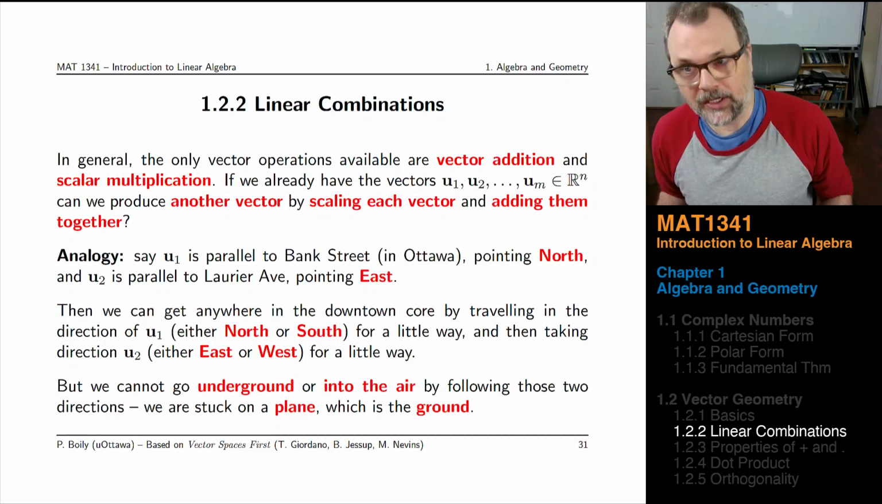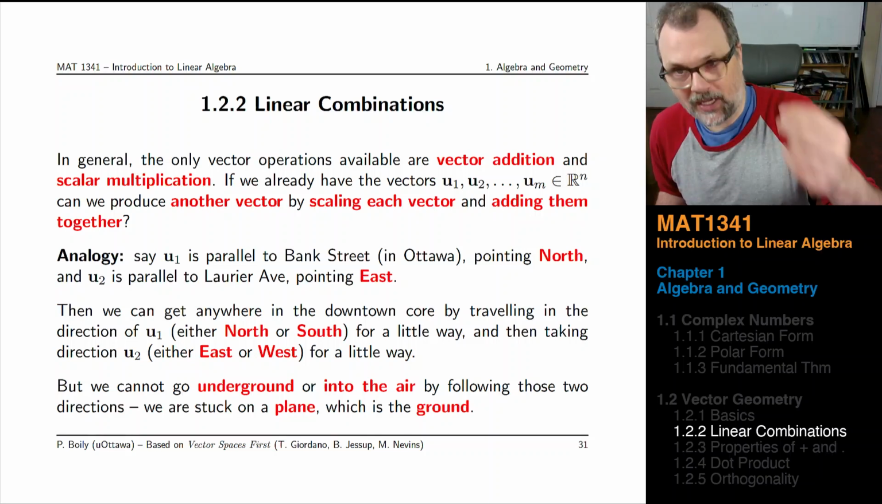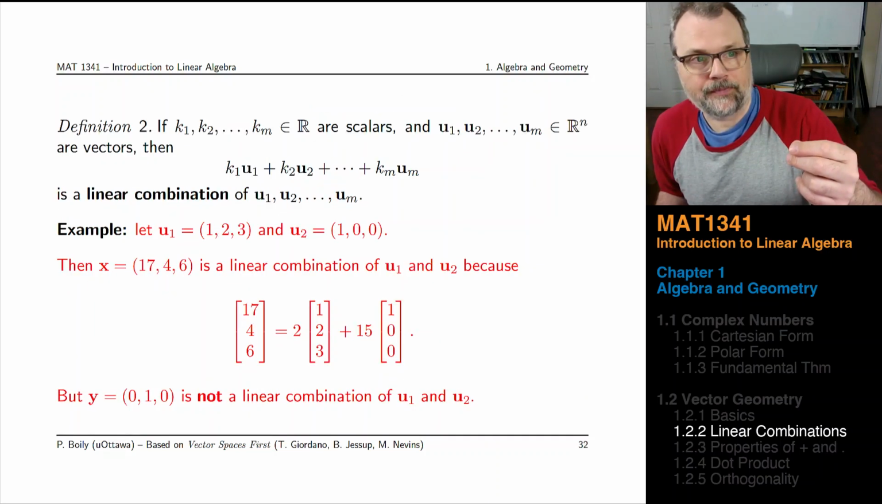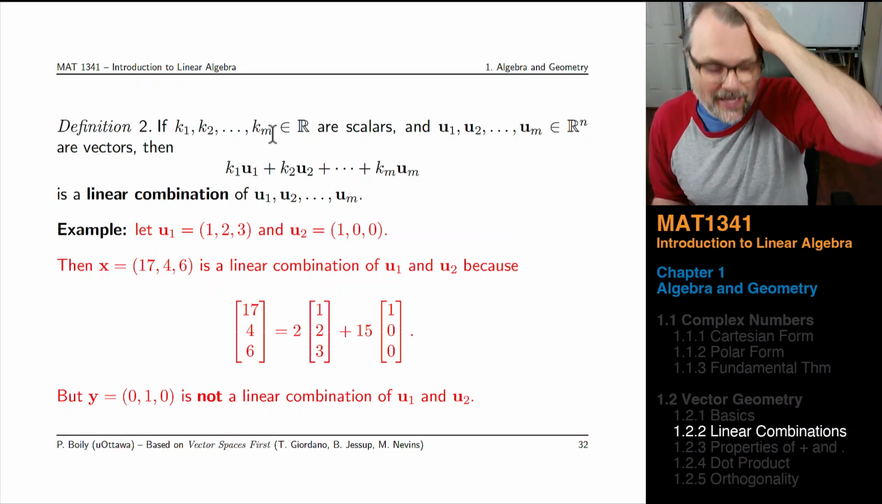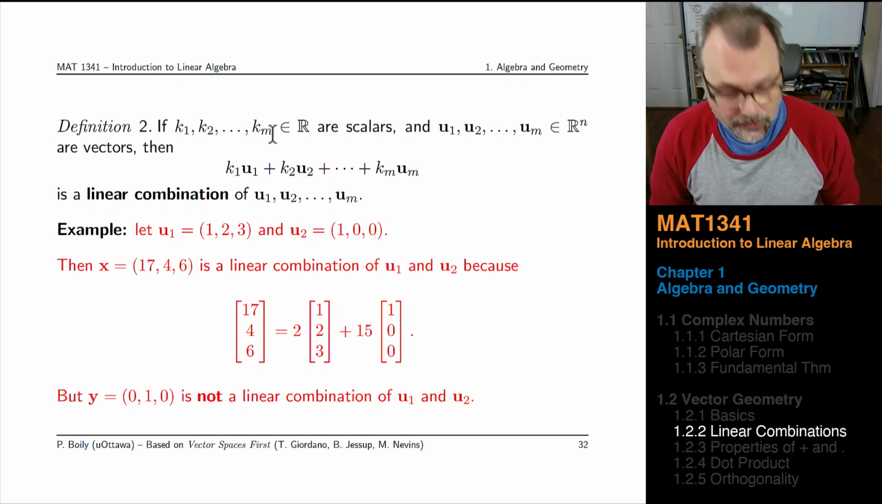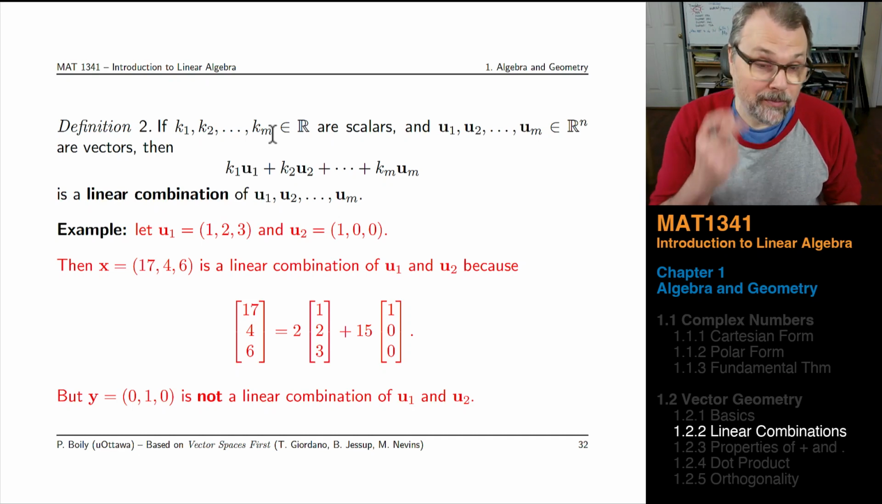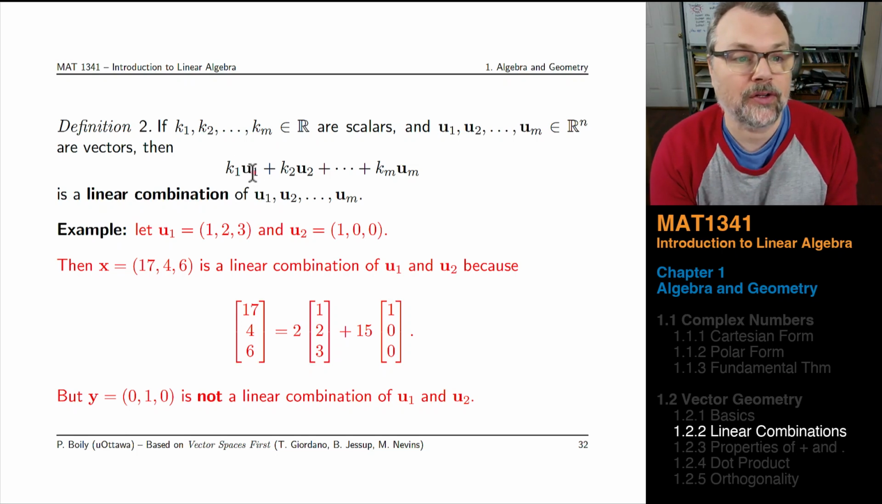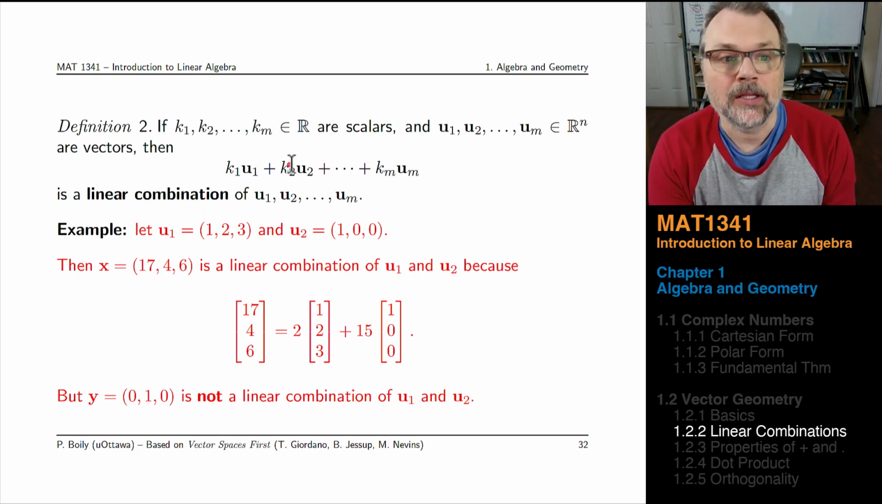That's a linear combination. You can combine together various vectors to obtain a new vector. So if you have m scalars, m being the number of vectors you had to start with, the scalars are just real numbers, the vectors are in n space, then you can combine them this way. You take the first vector u1, scale it by k1. Then you take the second vector, u2, scale it by k2, and so on. You do this for all the vectors, and you add them all together. This thing here is also a vector. It is in n space.